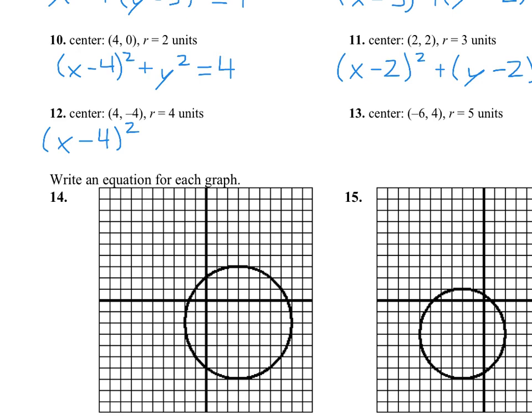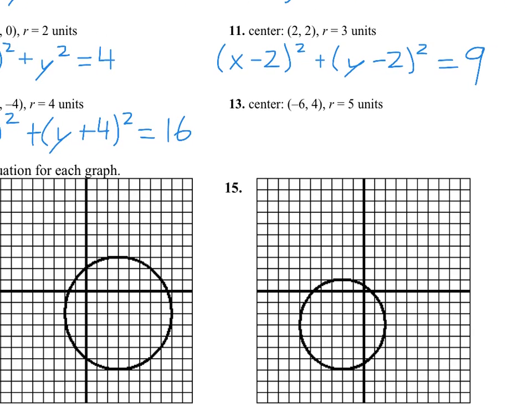Okay, for 12, do the opposite of positive 4, which is negative 4. Then do the opposite of negative 4, that's plus 4. Square that, and 4 squared is 16. One more of these. We do the opposite of negative 6, so that's x plus 6 squared plus opposite of 4, y minus 4 squared equals, and 5 squared is 25.